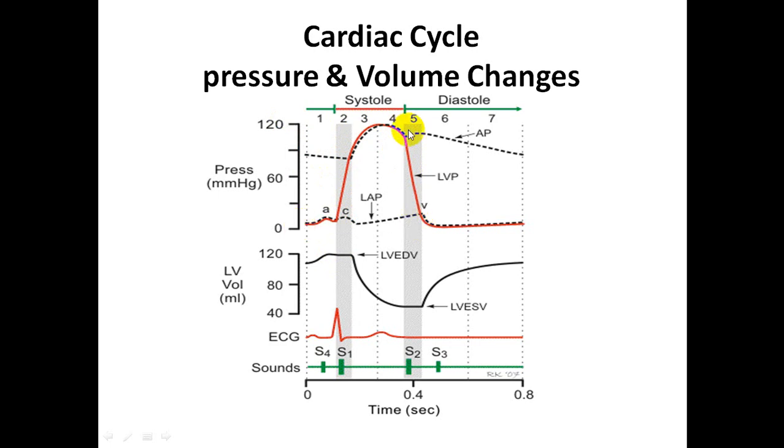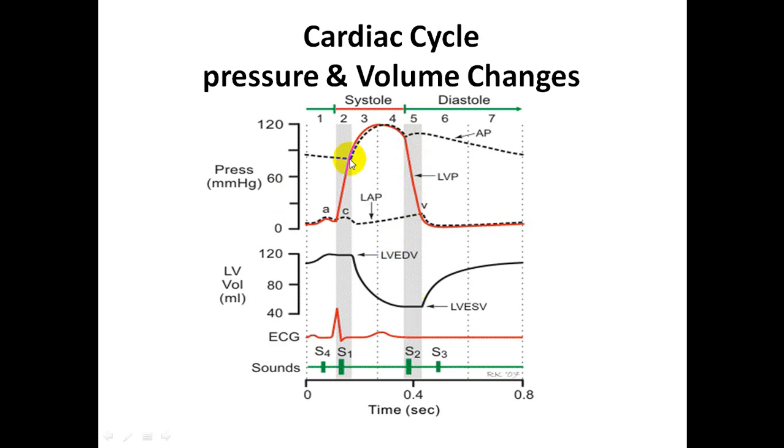This is what's called the period of isovolumic relaxation of the ventricle. That means there is a relaxation, all four valves are closed, the pressure drops down, and the volume does not change. This is volume no change.